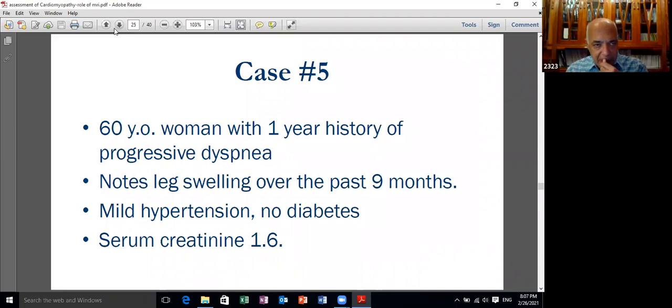So another case, a 65-year-old woman with a 1-year history of progressive dyspnea. She notes leg swelling over the past 9 months. She has mild hypertension, no diabetes. Serum creatinine is elevated, 1.6. Calculated estimated glomerular filtration rate is 39.